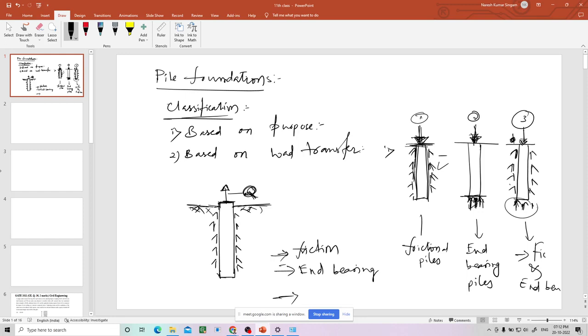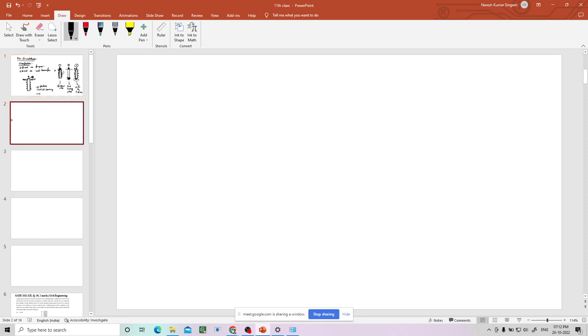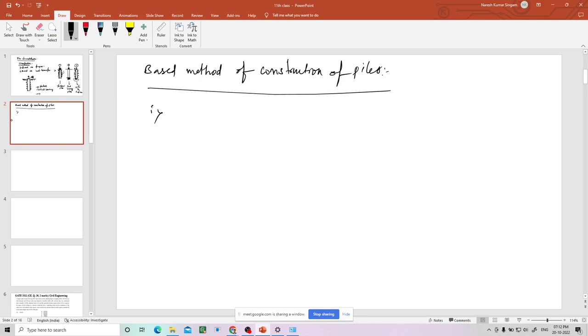And then the method of construction. There are other classifications based on the method of construction of piles. One is precast, the second one is driven cast in situ, and the third one is bored cast in situ.